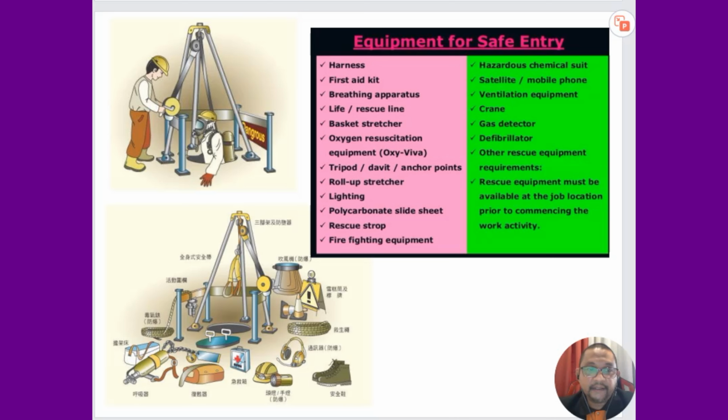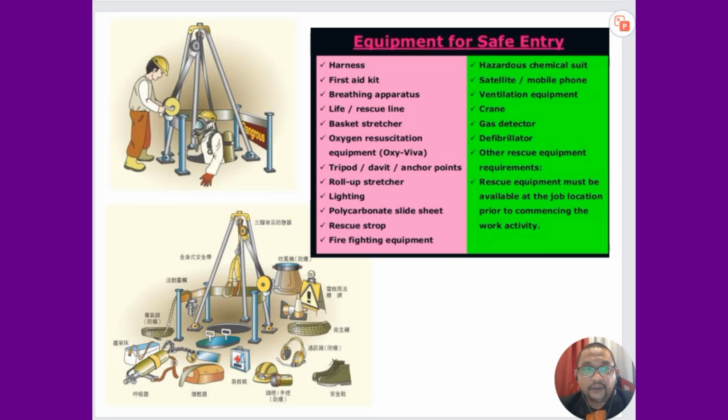Okay, and number nine, escape breathing apparatus, EBA, escape set. It is a small portable air pack that allows workers to exit the confined space quickly in case of emergency, especially in a toxic atmosphere.